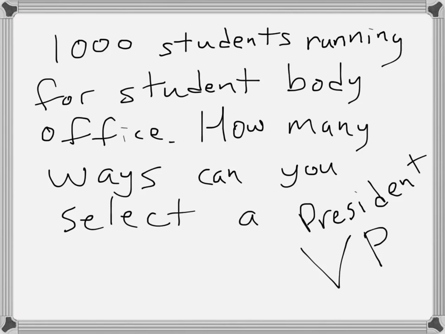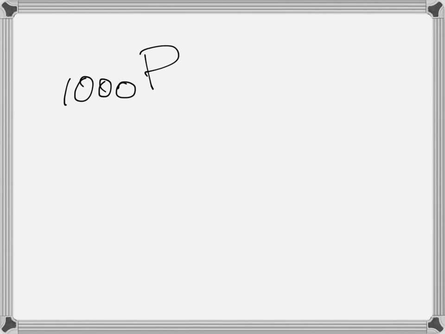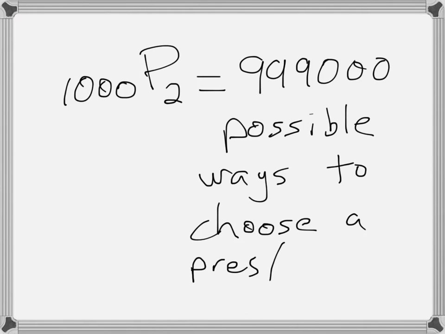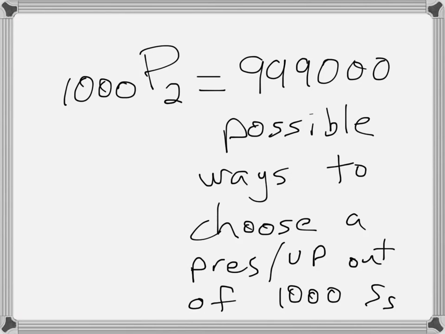So in this case, we're not necessarily ordering them, but maybe we are. President is one choice, vice president is another choice. It is very important that we keep those two options distinct. So here's how we do this problem. 1,000 permute 2. That gives us 999,000 possible ways to choose a president and a vice president out of 1,000 students.